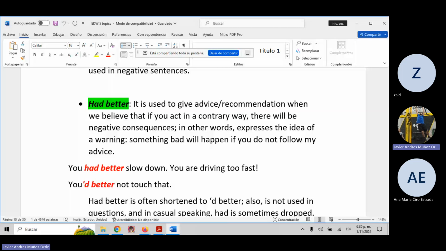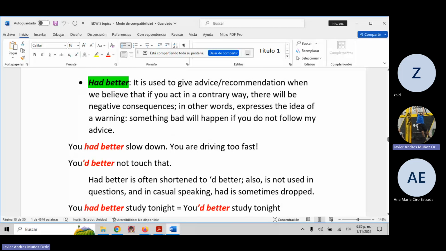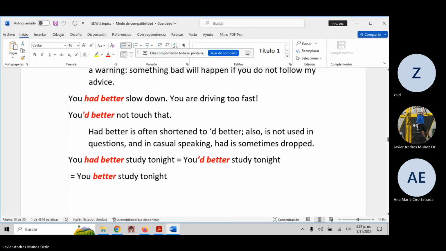Another example, something very common in stores. You'd better not touch that. You tell this to your son, to your daughter. You'd better not touch that. Why? Because if you touch it and you break it, we have to pay for it, and we don't want to, right? Because this is something negative. So this is the idea of had better.